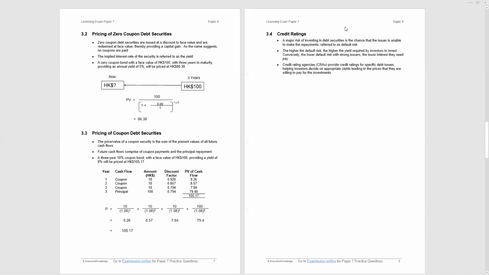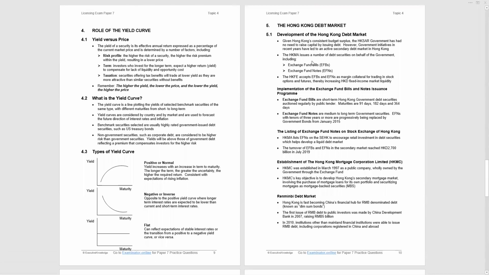Now, who helps us determine what the default risk is of issuers? It is the credit rating agencies, the likes of Moody's, Fitch, and S&P, and they will provide credit ratings for specific debt issues. Moving on to section 4, the role of the yield curve. Yield versus price. We have to be aware of this relationship. The yield of a security is its effective annual return, expressed as a percentage of the current market price, determined by a number of factors. So what is the yield determined by? The risk profile, the term, and the taxation position.